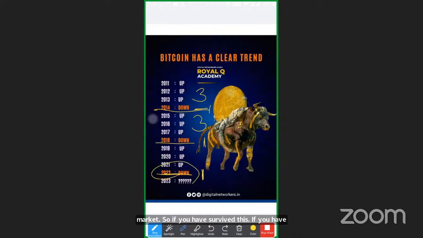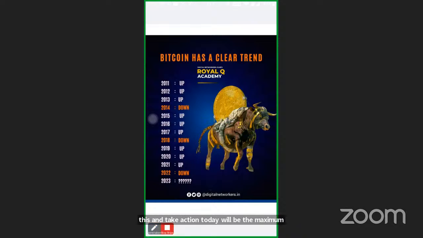So if you have survived this, this time, in the year 2022, we saw the 1 year of down market. And if you look in the history, after 1 year of down market, we have 3 years of up market. So now we can clearly see what is going to happen: starting from today, you can enter into 3 years of up market. It does not matter if you believe it or not, this is going to happen. Only the people who believe in this and take action today will take the maximum benefit out of this trend. So if you have not started yet, this is the best time to start.